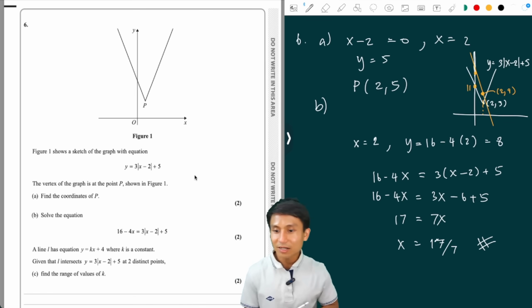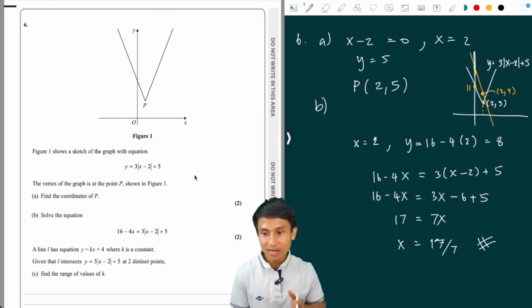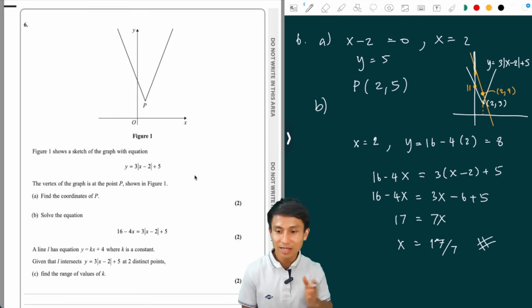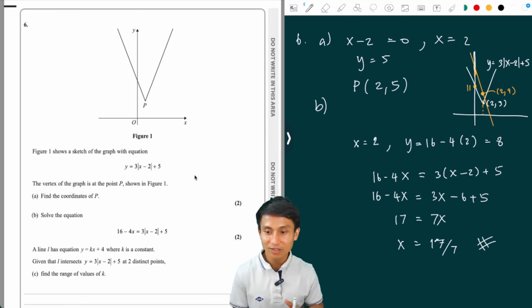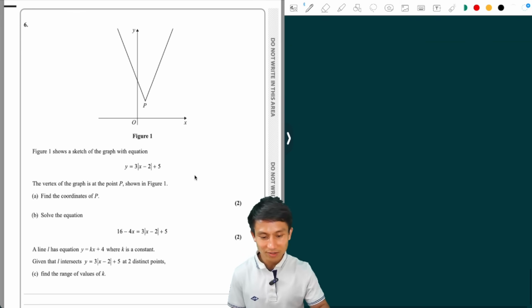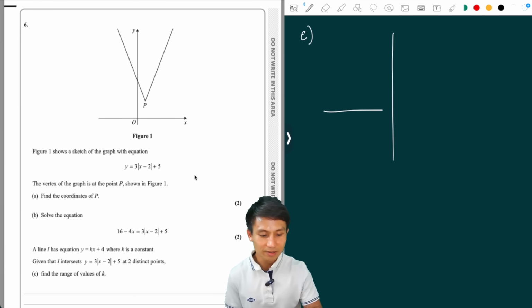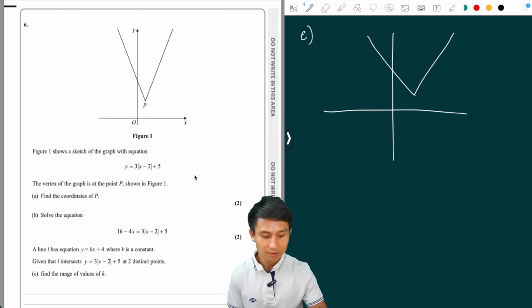Now, a line has an equation y equals kx plus 4. This is another one now. Given that it intersects that function again at two distinct points. This is another type where you need to be careful. Okay, I'm going to draw the V shape again, quickly. That's point P there, being (2, 5).